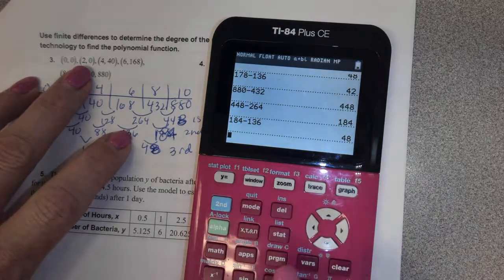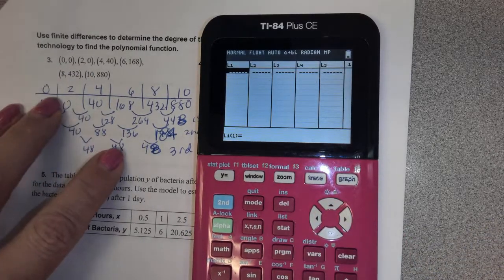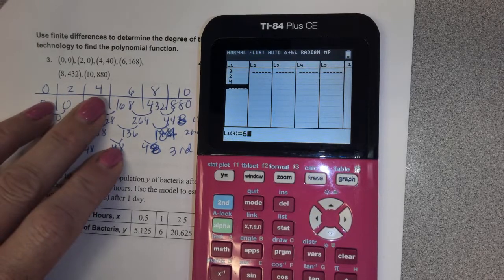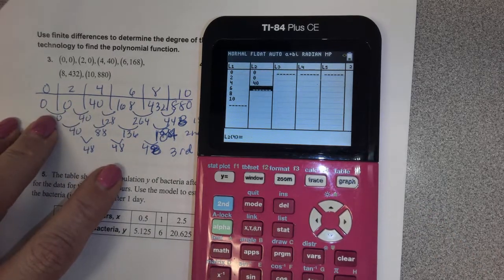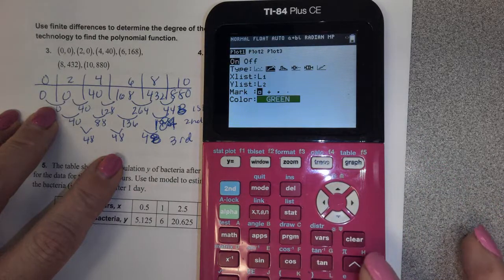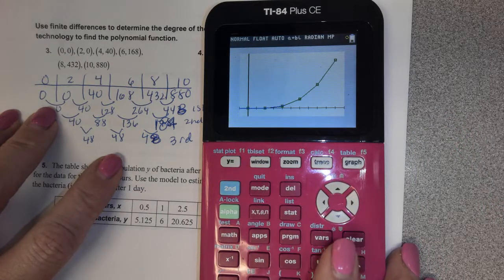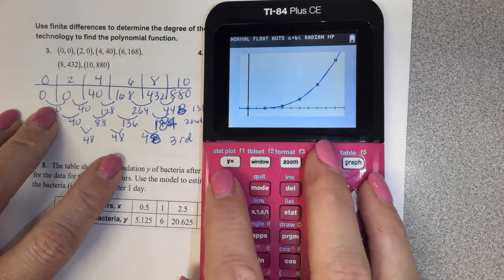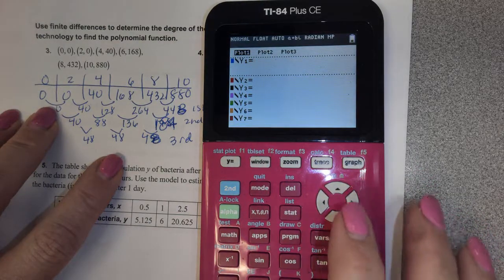I have two zeros. But I can make the calculator do this for me by going under Stat, Edit, and I'm just going to put in all my X's. And then I'm going to go over here and put in all my Y's. Remember, if I want to see these points, I'm going to have to turn on my Stat plot. And then I can do a zoom stat to be able to see the points. So there are the points, and I have some other stuff in there for y equals. Go into y equals and clear this out.